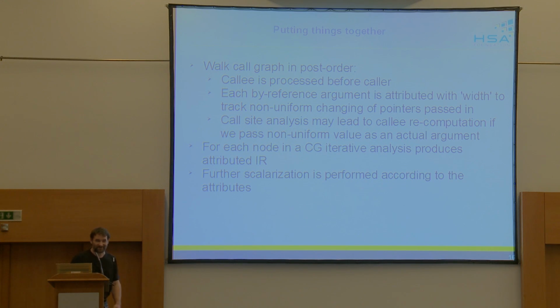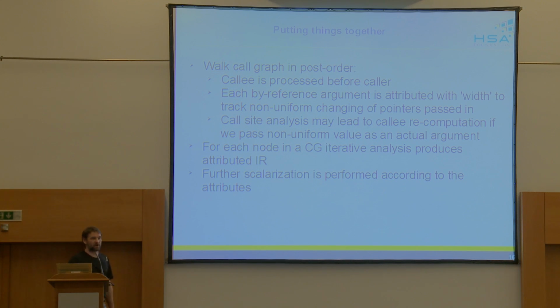Putting things together, the analysis is interprocedural. So we walk the call graph in post order, so that we can ensure that the callee body is processed before the caller body. So when we encounter a function call, the uniformity of the function's returned value has already been computed.